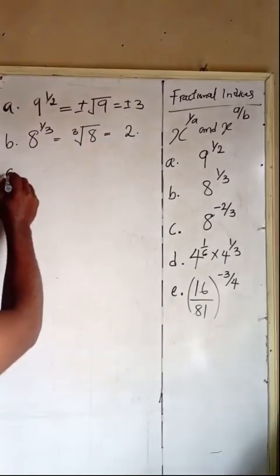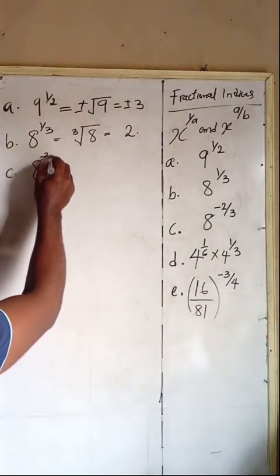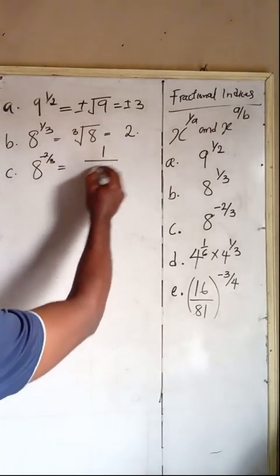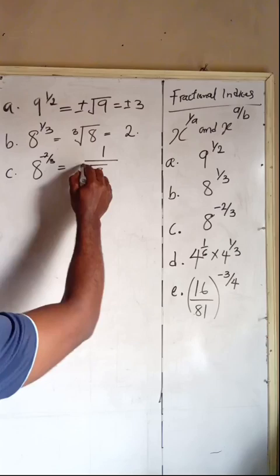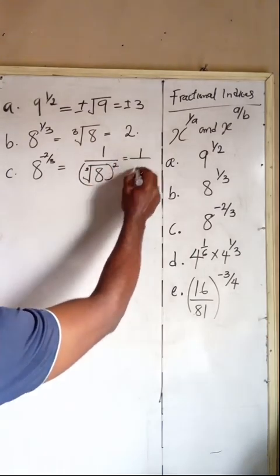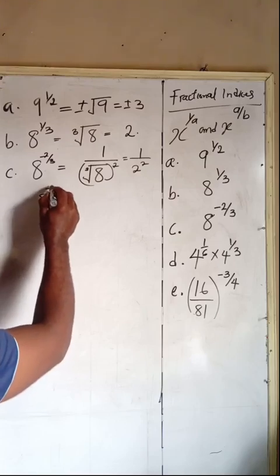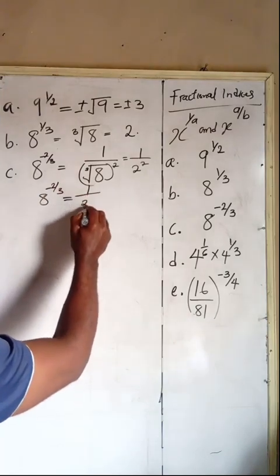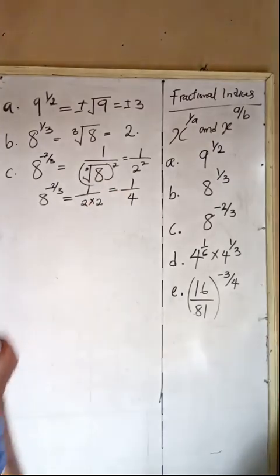So we have C, which is 8 raised to power minus 2 over 3, will be written as 1 over the cube root of 8 raised to power 2, which will give us 1 over 2 squared. So 8 raised to power minus 2 over 3 will give you 1 over 2 times 2, which is equal to 1 over 4.